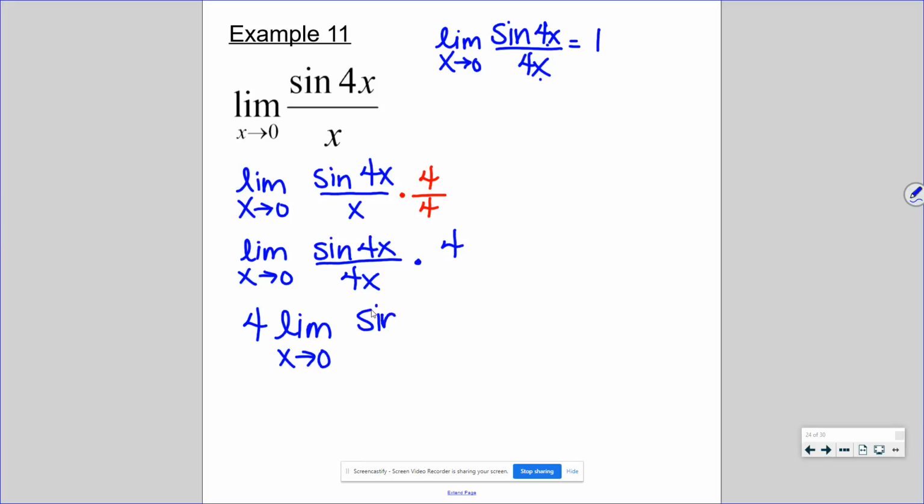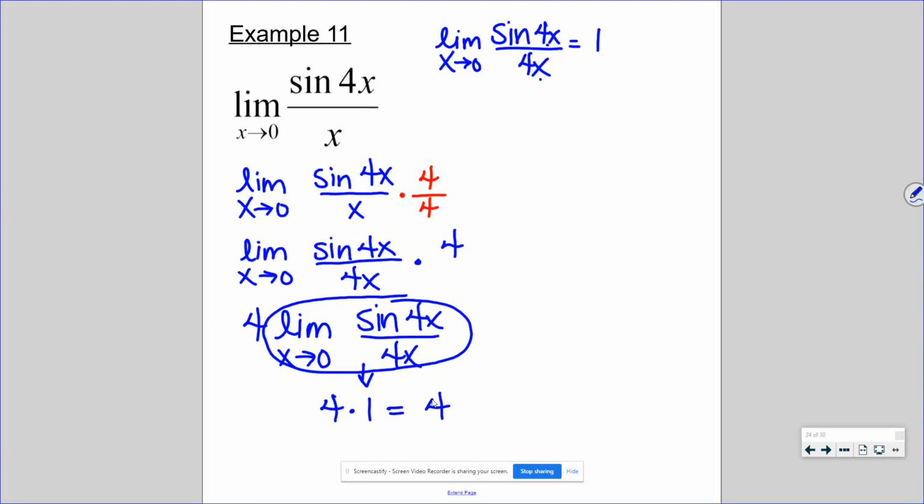And I'm going to say I've got sine of 4x over 4x. And this is like a variation of the property that we learned, and we learned that it has a limit of 1. And that 4 on the outside will just multiply by my answer, so I'll get positive 4 for my total limit.